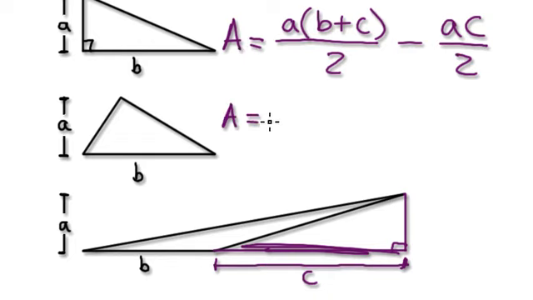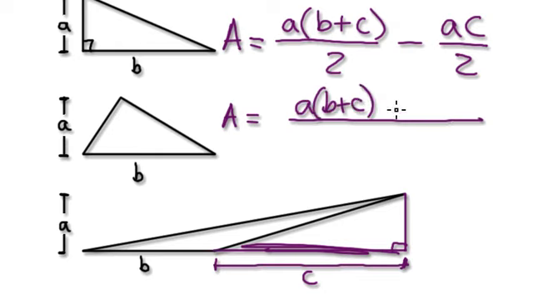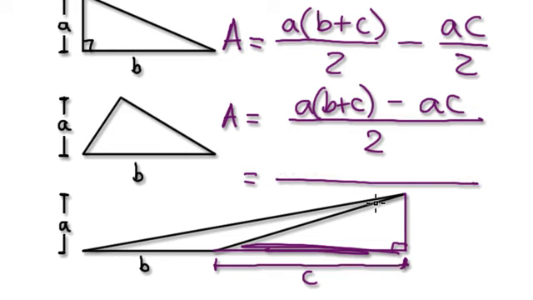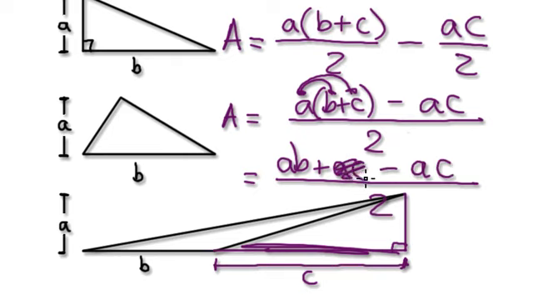So now area equals, well, same denominator, we can merge the two fractions. So that will then give you A bracket B plus C take away AC over 2, and then multiply this out. This times this will give you AB, and then this times this will give you plus AC, and then you've got take away AC.